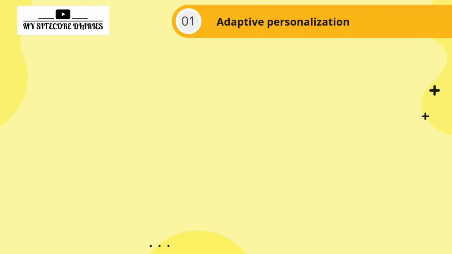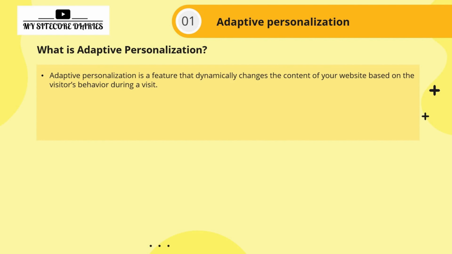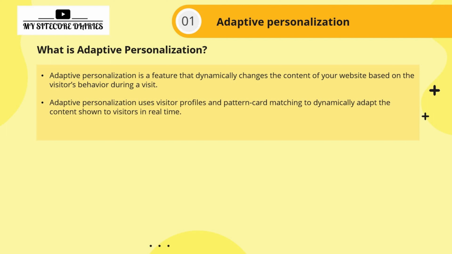So we'll see what is adaptive personalization. Adaptive personalization is a feature that dynamically changes the content of your website based on the visitor behavior during a visit. So depending on visitor behavior, what the visitor is performing, depending on that, your content will change or personalization will get applied. So that is adaptive personalization.